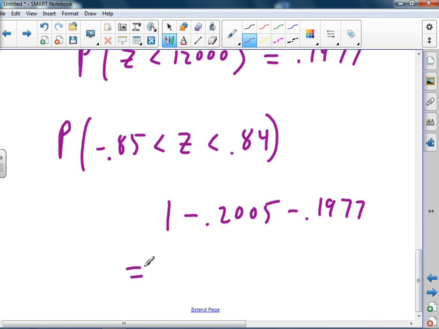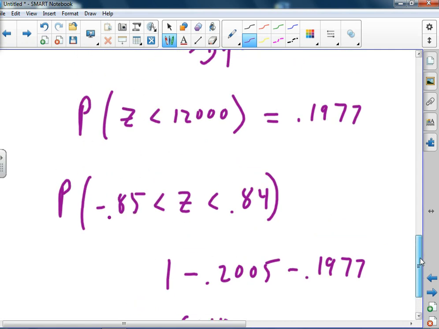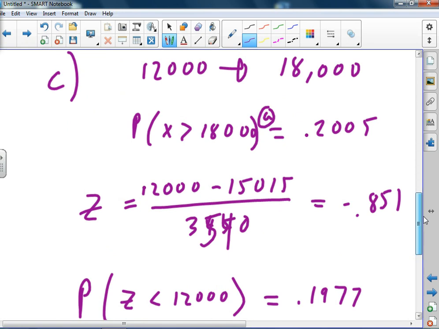1 minus 0.2005. No, it isn't. Calculator's not on. 1 minus 0.2005 minus 0.1977 is 0.6018. And so that's the probability of being between $12,000 and $18,000 in debt.